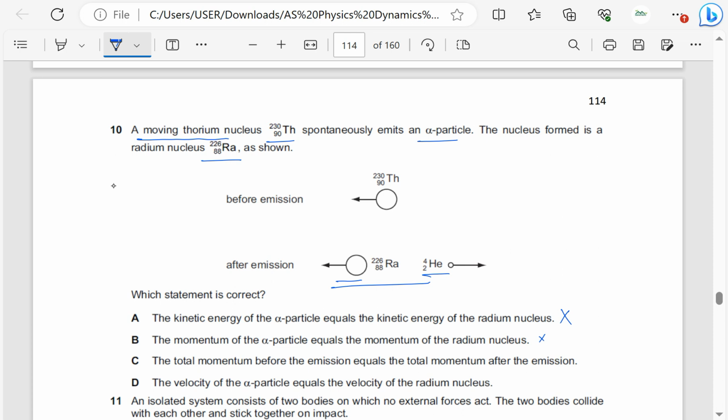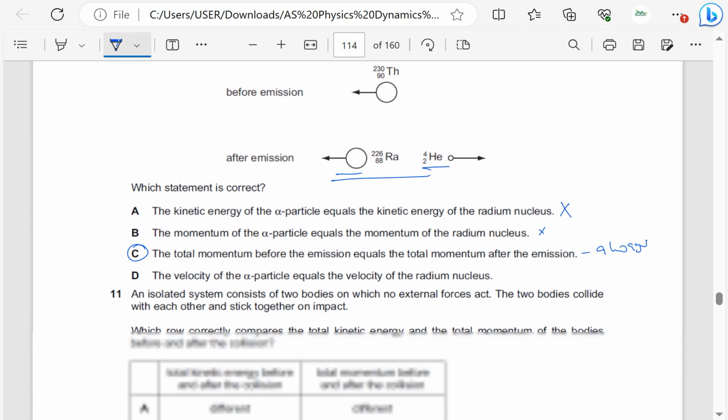This may not be correct because if they are equal, total momentum is not going to actually be conserved, because they will cancel out each other. Total momentum before the emission equals the total momentum after the emission. So the answer is going to be C. By conservation of momentum, total momentum is always conserved. Total momentum before the emission should be equal to total momentum after the emission. So the answer is C.